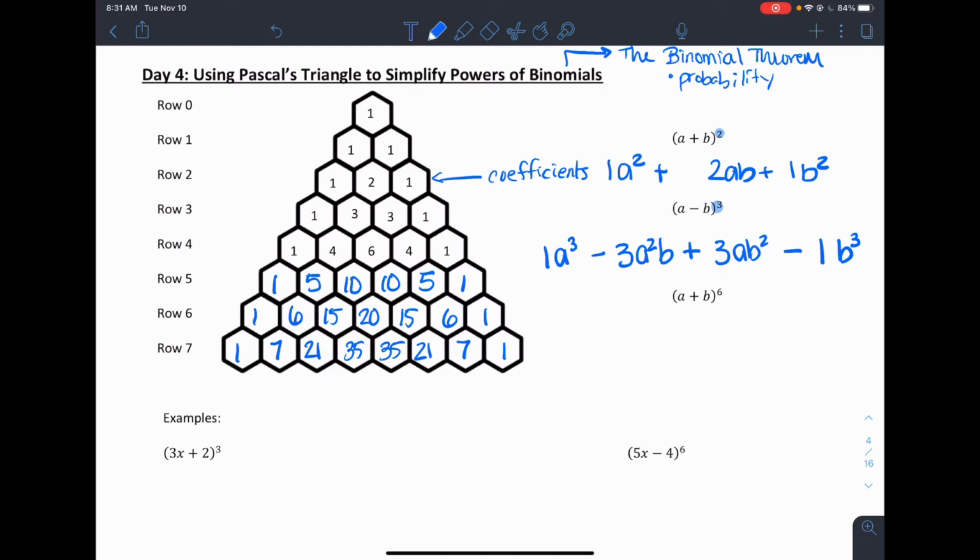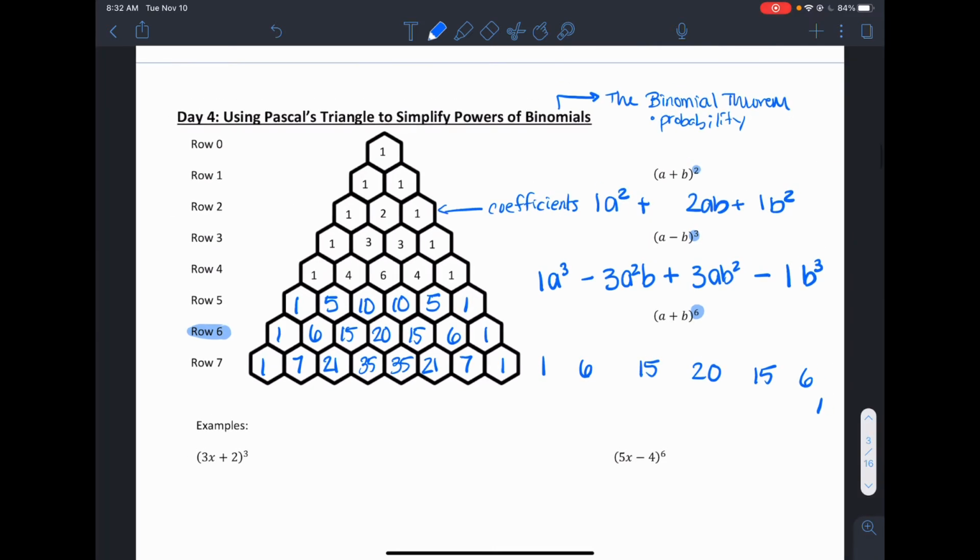Okay, last one before we do actual examples. I have (a + b) to the 6th power. So I'm looking at the 6th power, so I go to row 6. Row 6 is 1, 6, 15, 20, 15, 6, 1. We kind of ran out of room here, but we'll be okay.